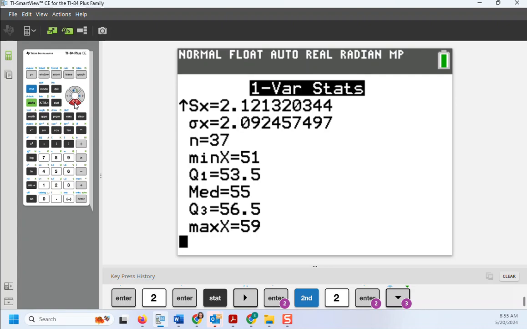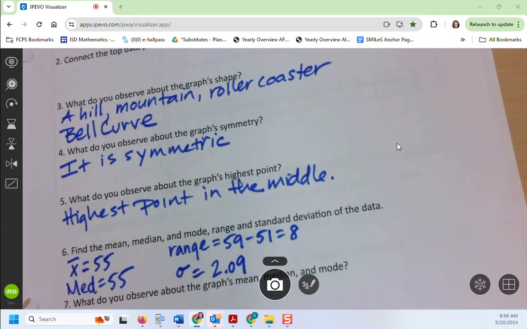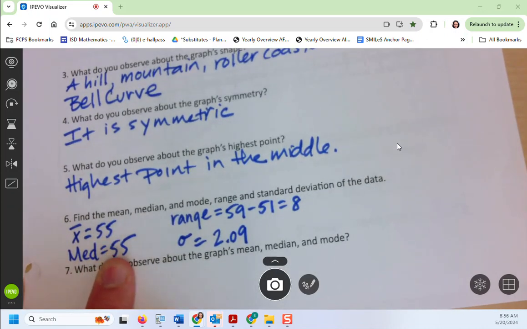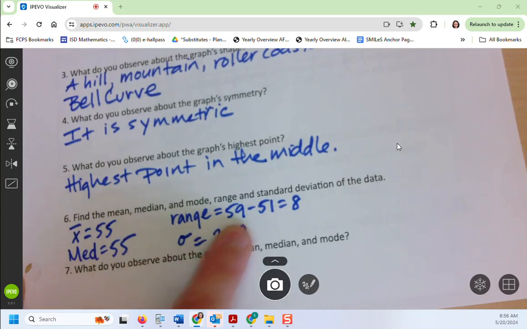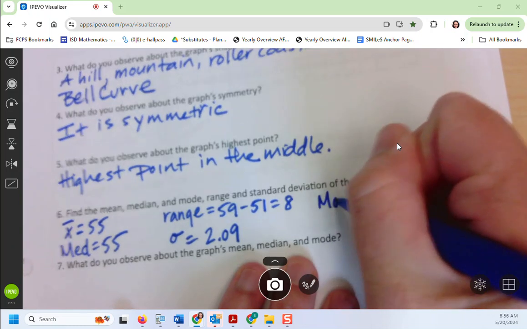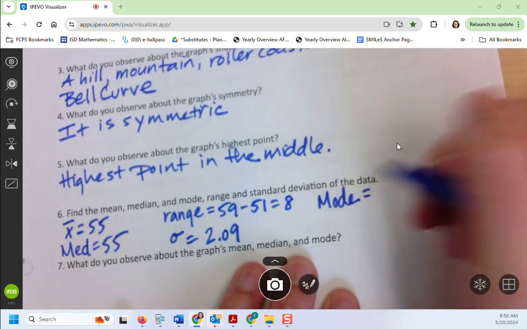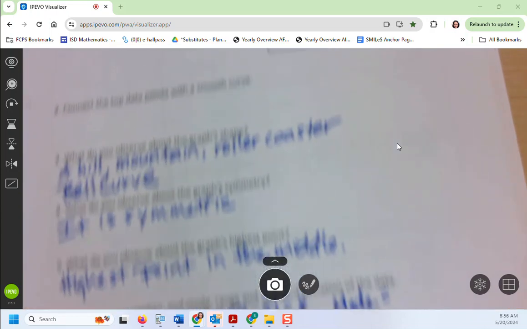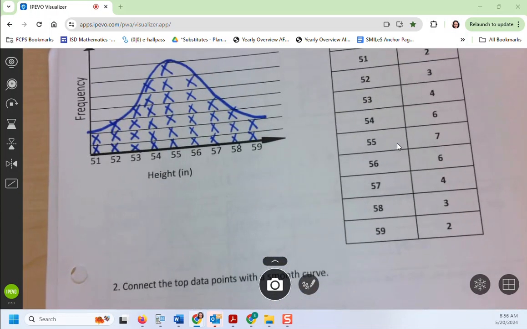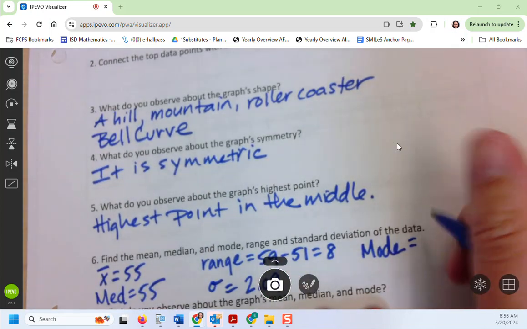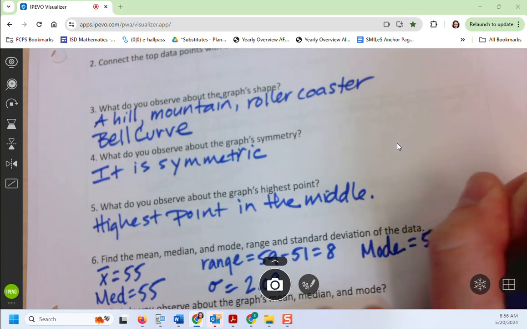So the one thing I still need to find is my mode. Okay, so I got my mean from the list, I got my median from the list, my range, I did the max minus the min, my standard deviation, and then the mode. The mode is the height we have the most of, and you can see that in your graph. What height do we have the most of in our graph? 55, yeah. So that is our mode. And it was also our mean and our median, right?